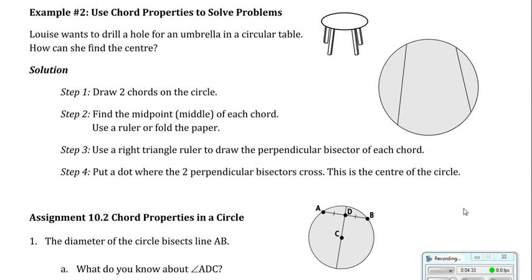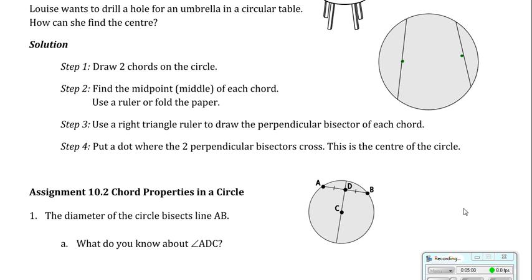So the first thing you need to do is just draw 2 chords. So you can draw them anywhere you want on the circle, as long as they're not diameter line. So draw 2 chords, find the midpoint of each chord. Okay, so you could either fold them or you could measure. So find the midpoint of each chord after you've measured it, and then you just make a little dot. Then you're going to use a right triangular ruler or a protractor, that's the word I was looking for, to bisect each chord. Okay, to make the bisector. So we want to draw them at 90-degree angles, and we need it to cut each chord in half.